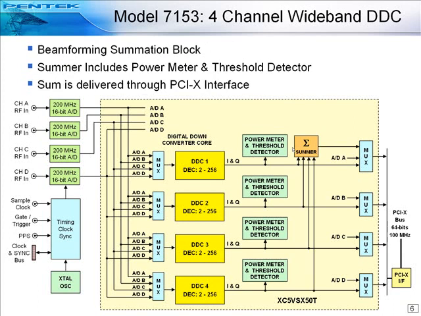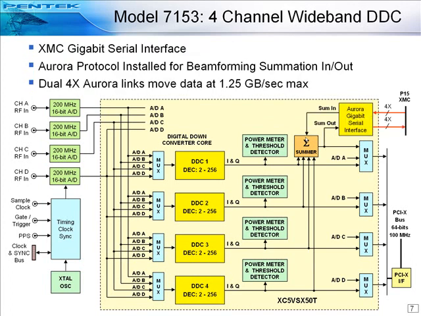A summation block, also in the FPGA, adds the four DDC outputs together to perform the channel combining for beamforming. Finally, the module includes an Aurora gigabit serial interface engine that accepts a propagated sum on one 4x input port and delivers the new propagated sum out through a second 4x output port that includes the contributions from the four onboard channels.